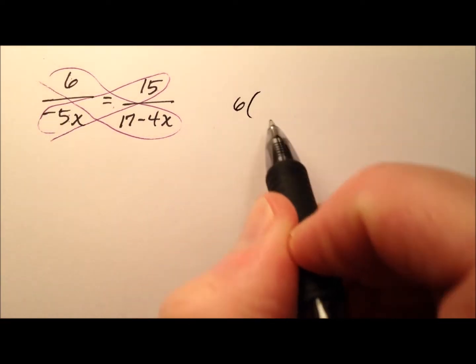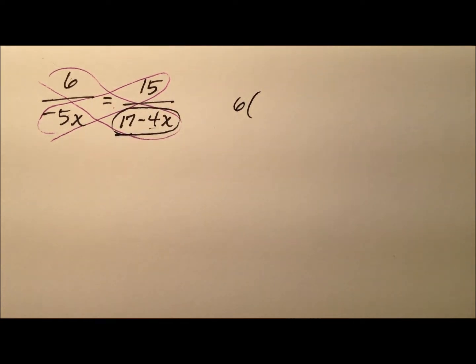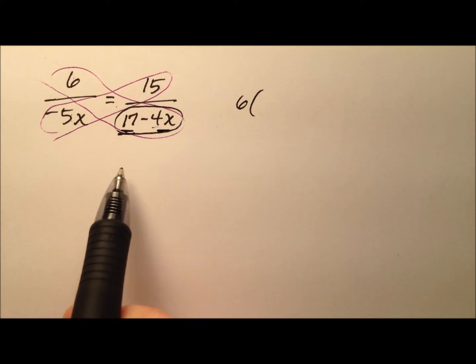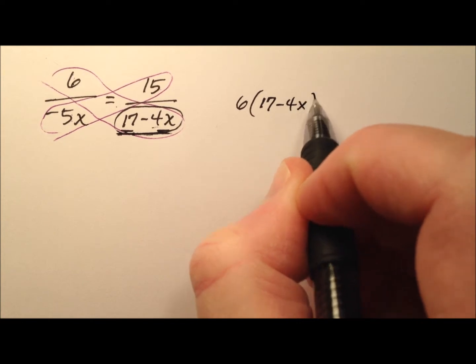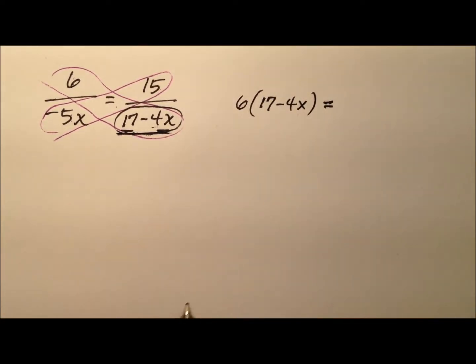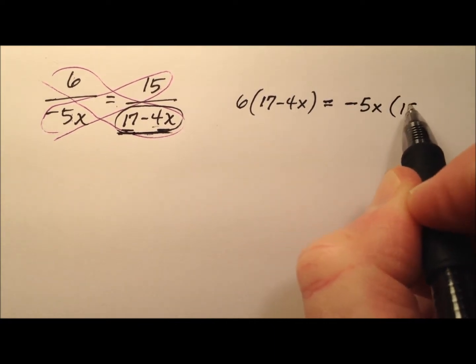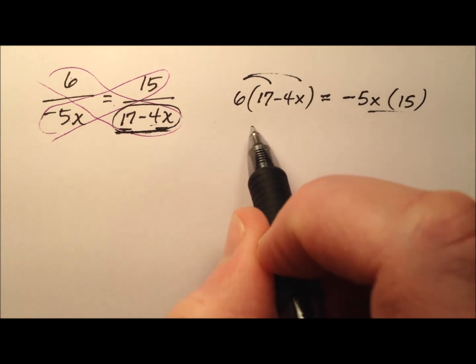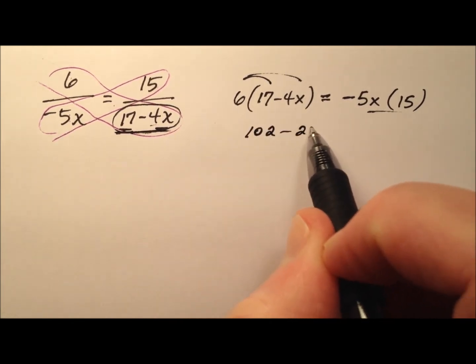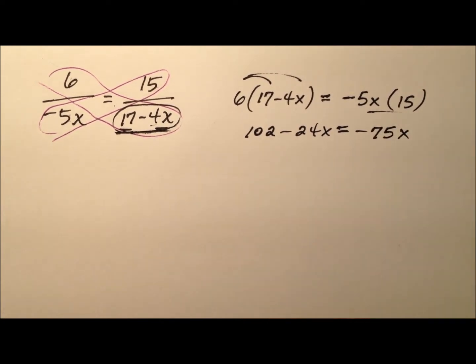So we have 6 times, and we have to be very careful because this 17 minus 4x is a binomial, so it's 2 terms. So when we're multiplying 6 by this, we'll need to put it in parentheses and ultimately distribute. Okay, so that left side equals, well, we have negative 5x times 15. So this is the nice equation we have. So let's go ahead and distribute here and multiply here. So 6 times 17 is 102 minus 24x equals negative 75x.